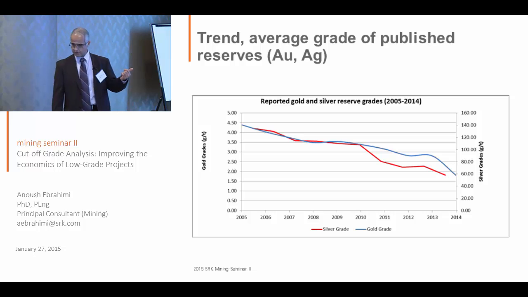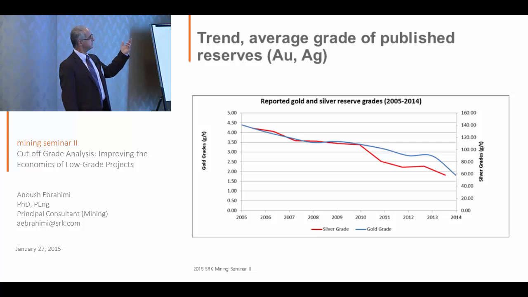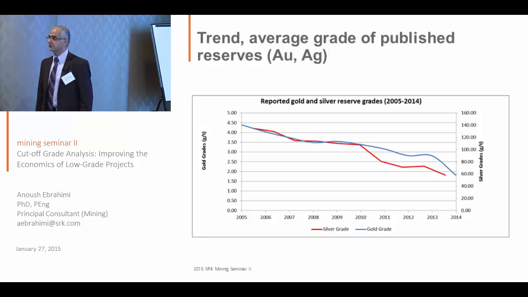And this is another graph that we produced here at SRK. I just did a quick search of newly reported published reserves, and as you can see from 2005 to 2014, the average grade for the majority of the projects we see on CEDAR is going down and down. That's a characteristic of what we are seeing in the market. So what to do with low-grade deposits? That's the subject of my work.